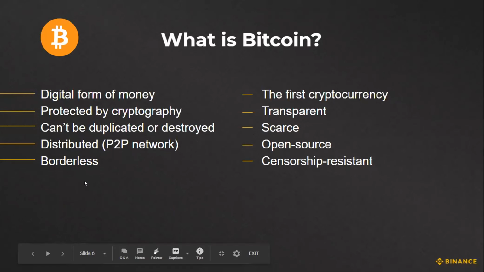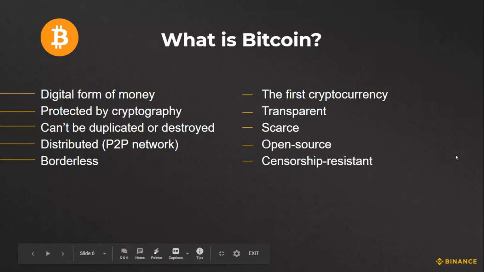All right, so that's for that, and then it's borderless. I can send Bitcoin to somebody in the US without having to break through the borders of a country's economic system and stuff. I can just take my phone, open my wallet, and then send money to whoever sent me their wallet address without having to contact the government or sign some sort of forms or whatever. So it's borderless. All right.